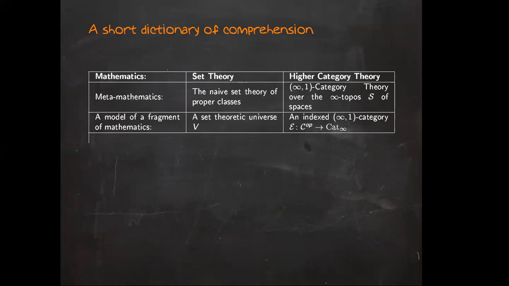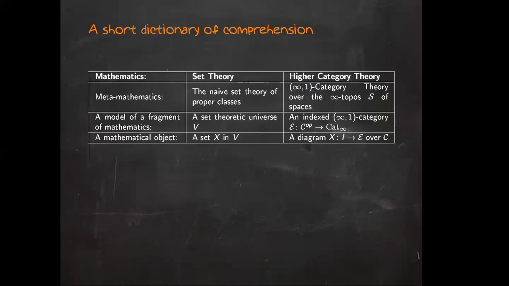Now, a model of a fragment of mathematics here is some set theoretic universe, or just some model of set theory, right? With a formal membership relation. And here, our model of category theory will be not just an infinity category, but it will be an indexed infinity category over some base C, right? So far, we don't make any assumptions on C itself or on the index infinity category E.